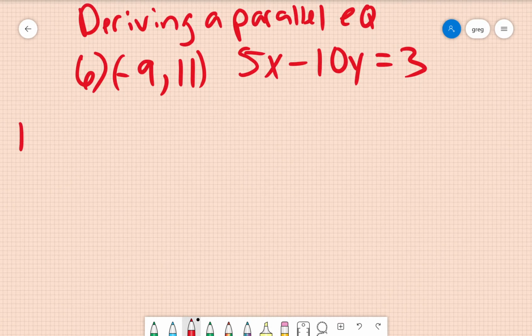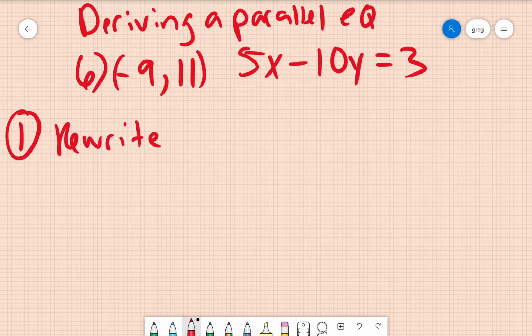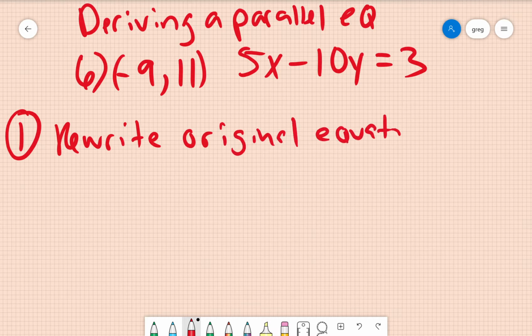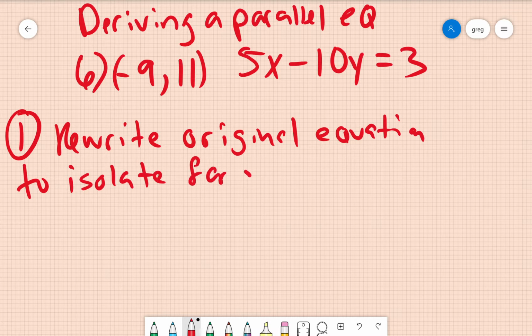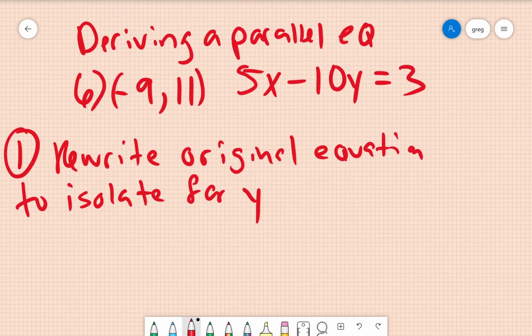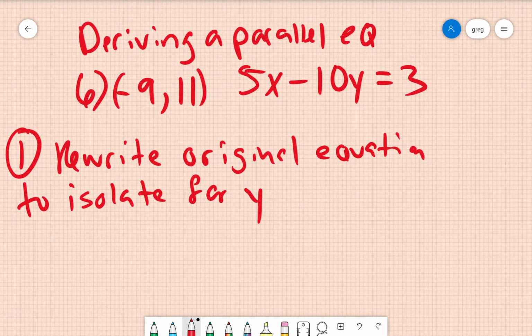So step 1 is that you're going to have to rewrite the original equation to isolate for y. So we have to rewrite 5x minus 10y equals 3. We have to rewrite that so that we can isolate it and have y by itself.